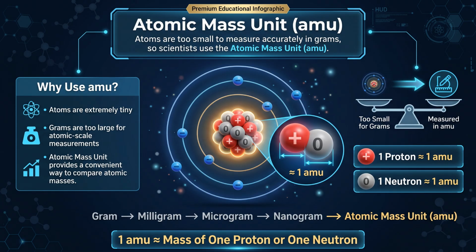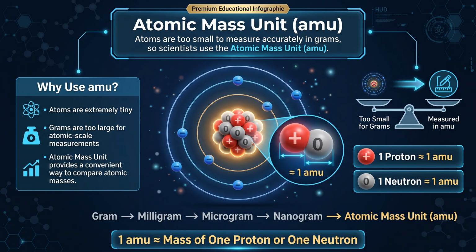In chemistry, it is used to calculate molecular masses, molar masses, and chemical formulas. In physics, it helps scientists study atomic nuclei and nuclear reactions. In biology, it is used to determine the masses of proteins, DNA molecules, and other biological compounds. In medicine, isotopes with known atomic masses are used in diagnostic imaging and cancer treatment. In astronomy, scientists use atomic masses to understand the composition of stars and planets.